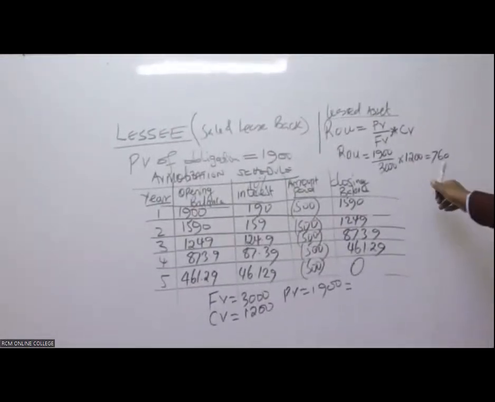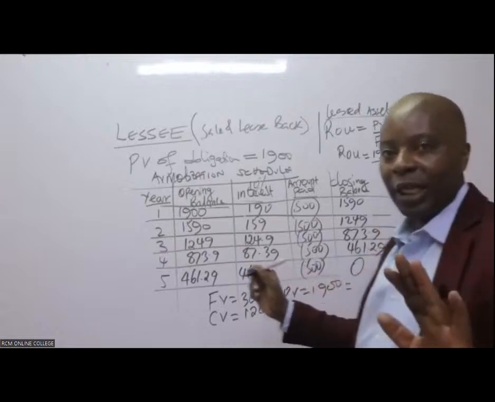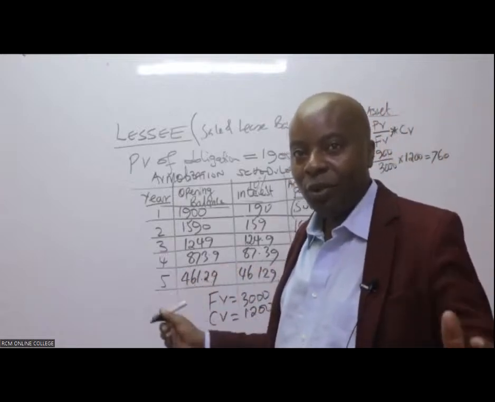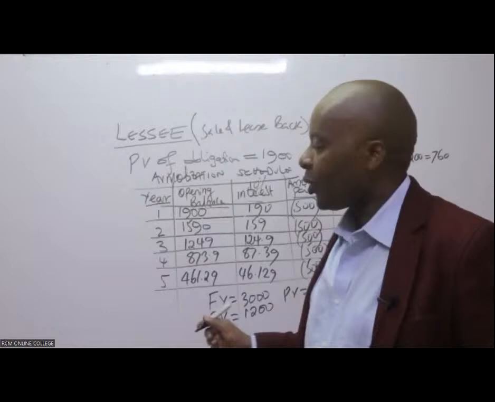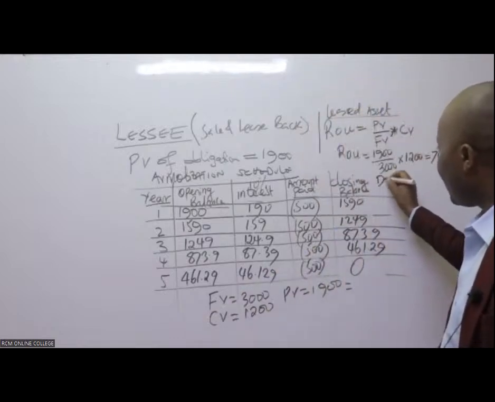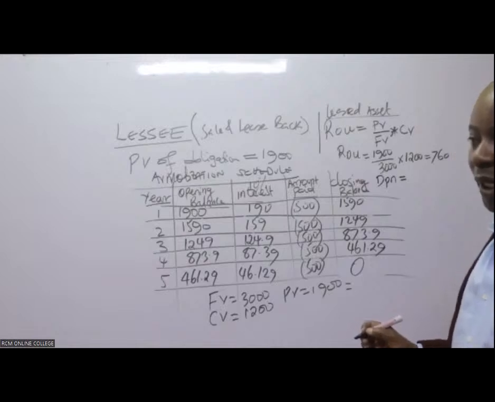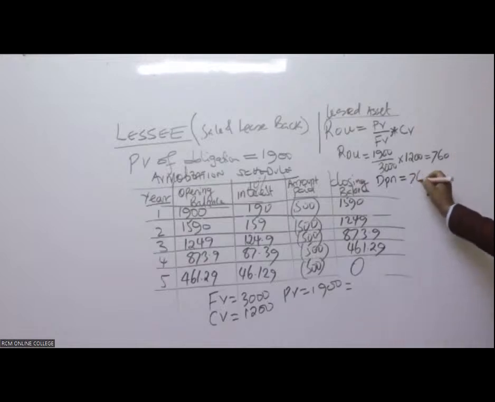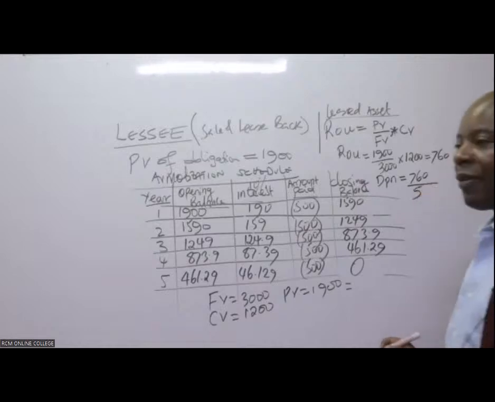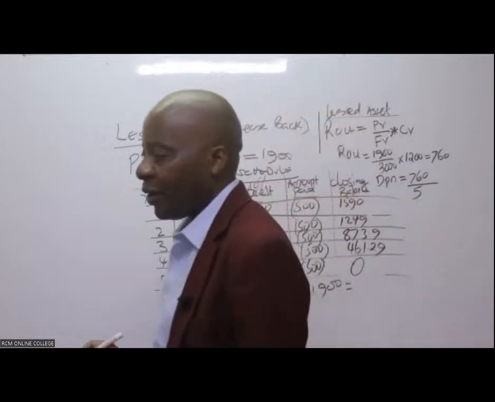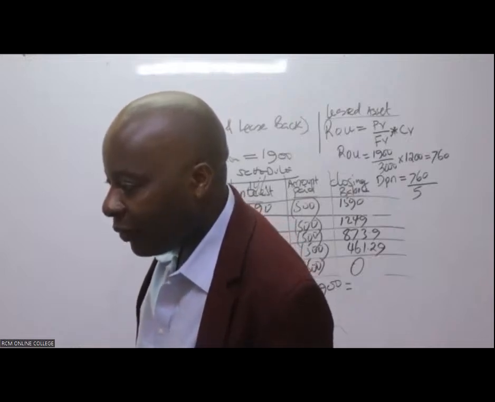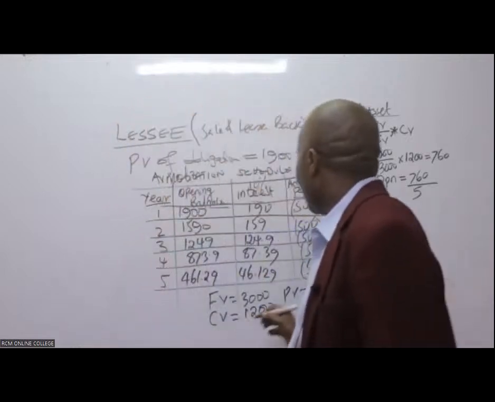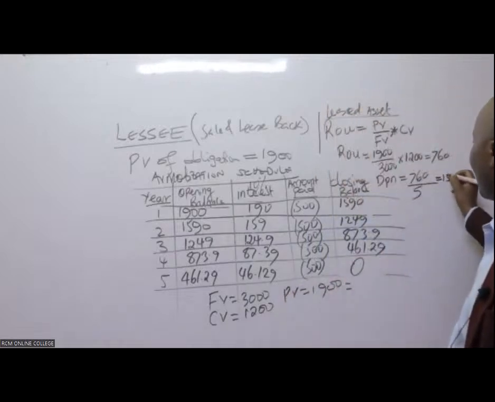Now, remember, this is a leased asset, so it's as good as now belonging to the lessee. The lessee is the one who has the right of use, so the lessee shall depreciate it. Depreciation is always straight line: 760 over the lease life of 5 years. 760 divided by 5 gives 152. This is very important for us.